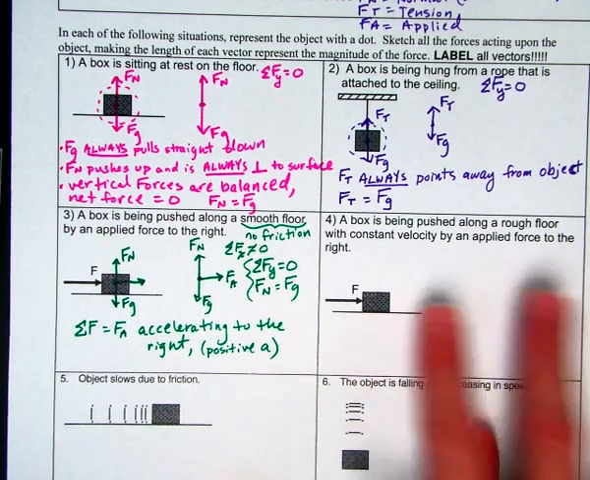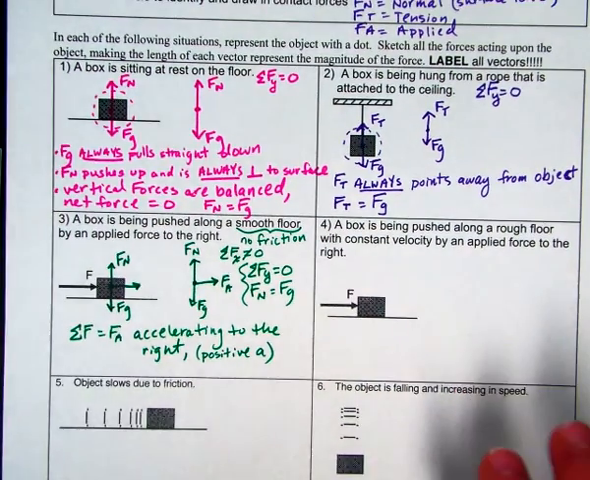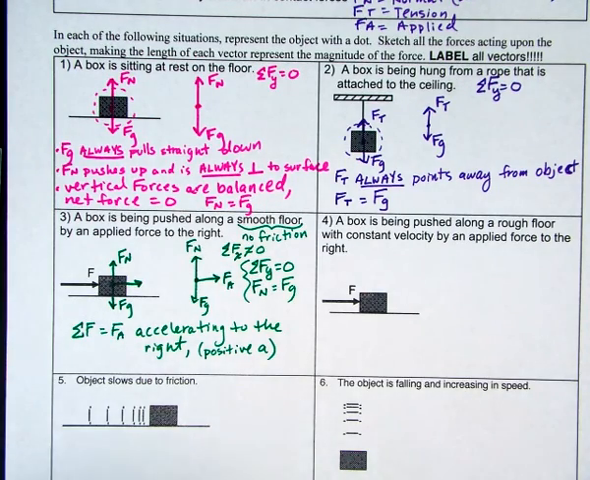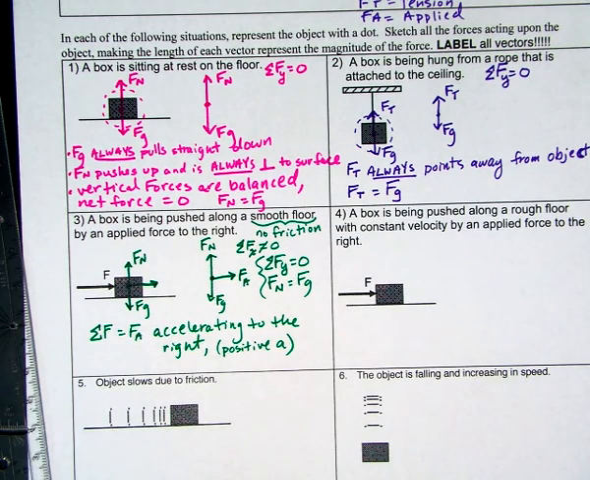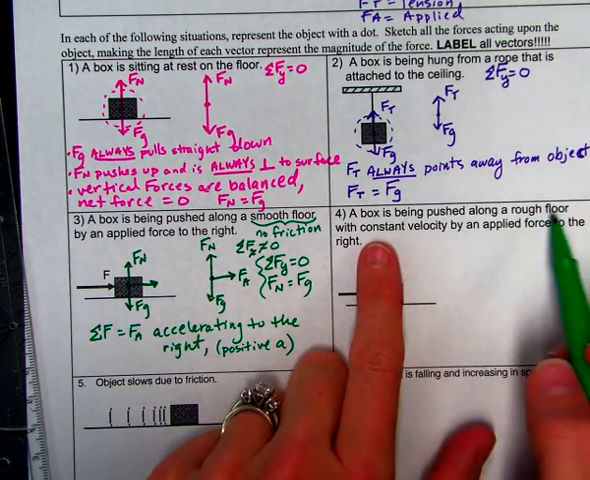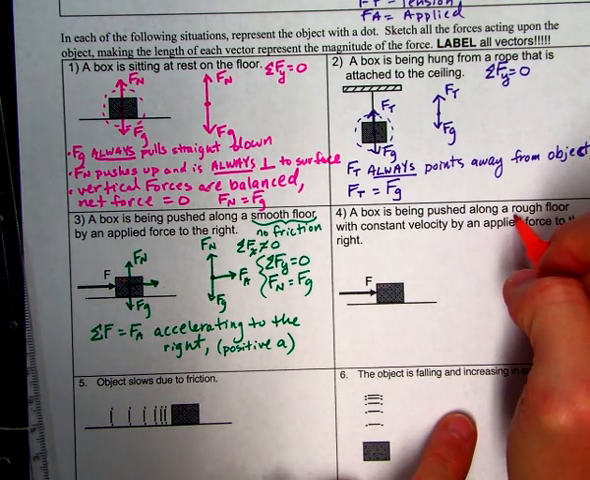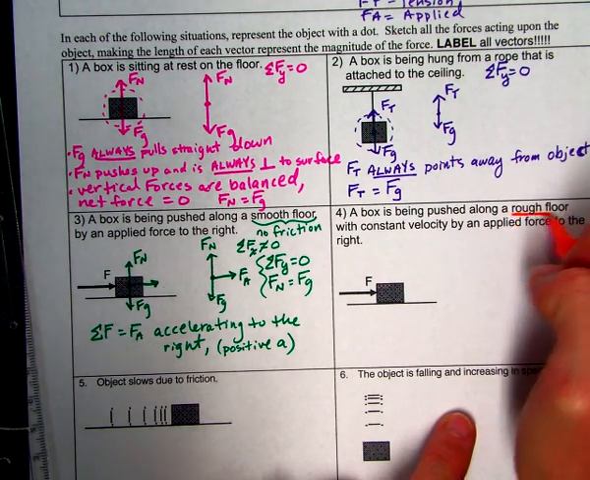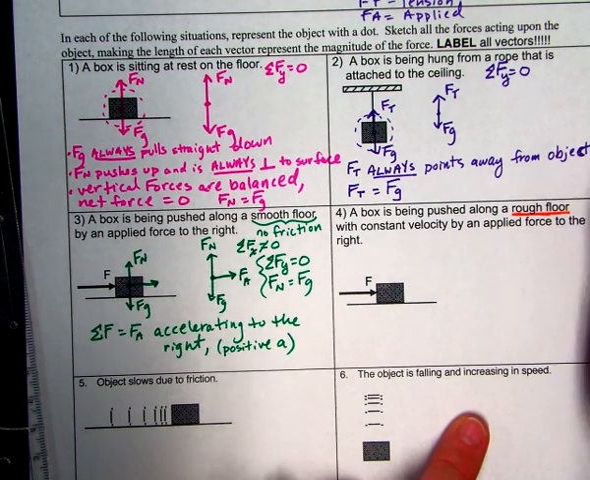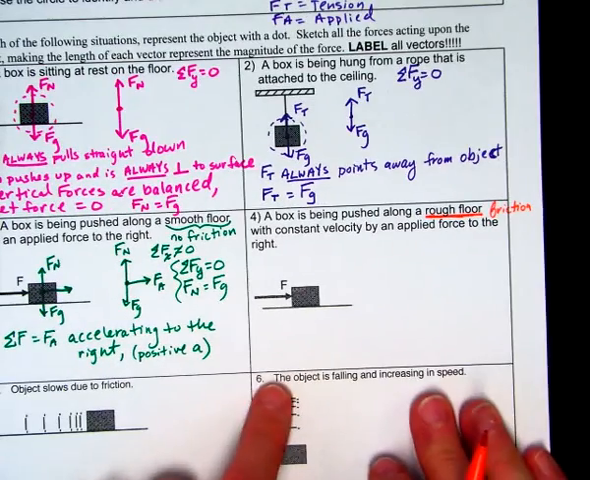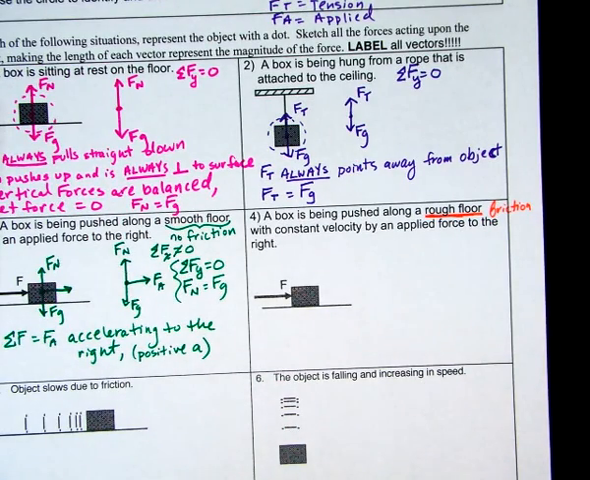So let's take a look at this one. Now number 4, right? Number 4, we have a box being pushed along a rough floor. So what does that mean? That now we do have friction. All right, so now we do have friction, okay?